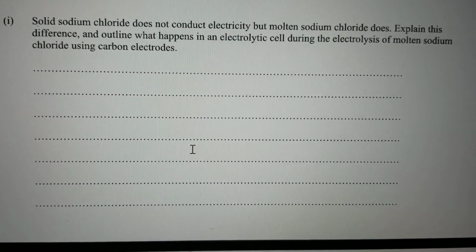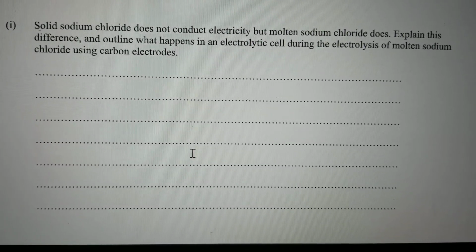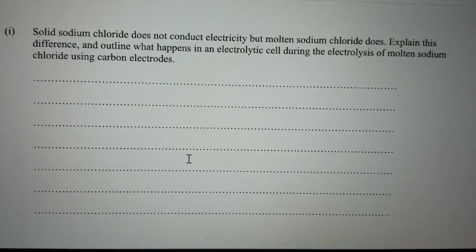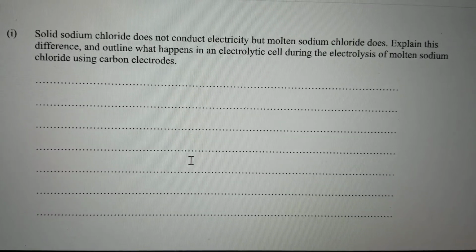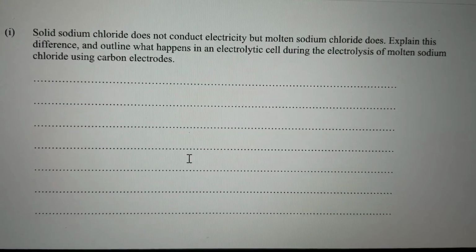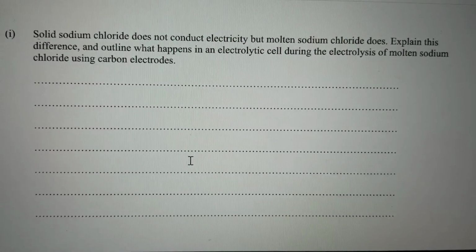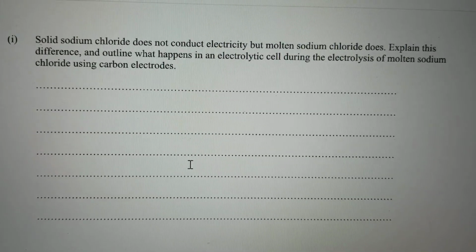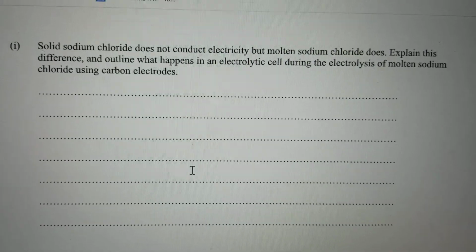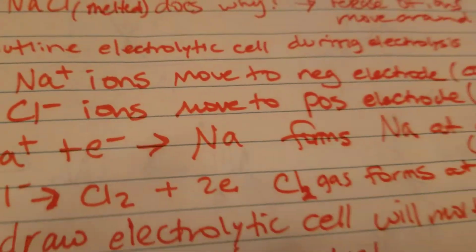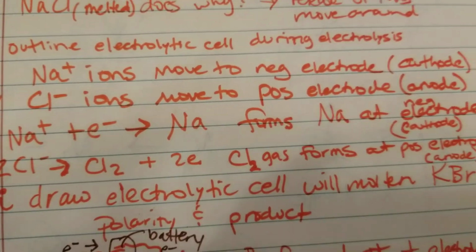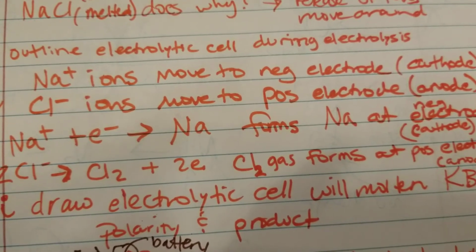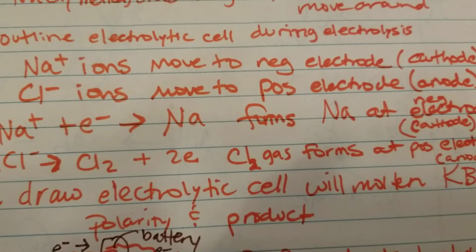You will want to explain that the positive ions are going to move towards the negative electrode, and that would be in NaCl. Na is the positive ion, right? So Na is going to move to the negative electrode, and the negative ions, the chloride ions, are going to move to the positive electrode. Okay, so let me show you how I wrote it down. So outlining, it says Na+ ions move to the negative electrode, which is called the cathode. The negative ions move to the positive electrode, which is called the anode.